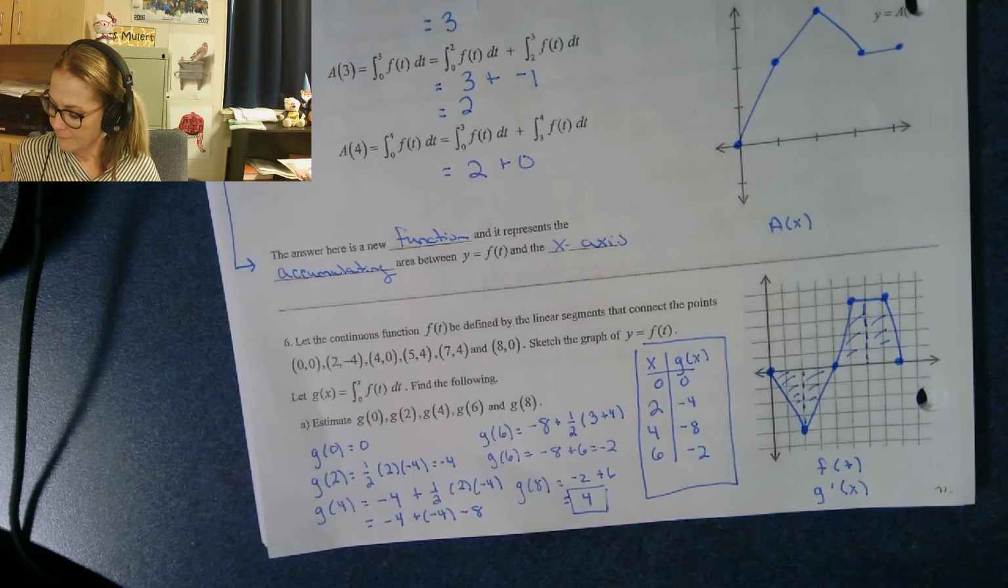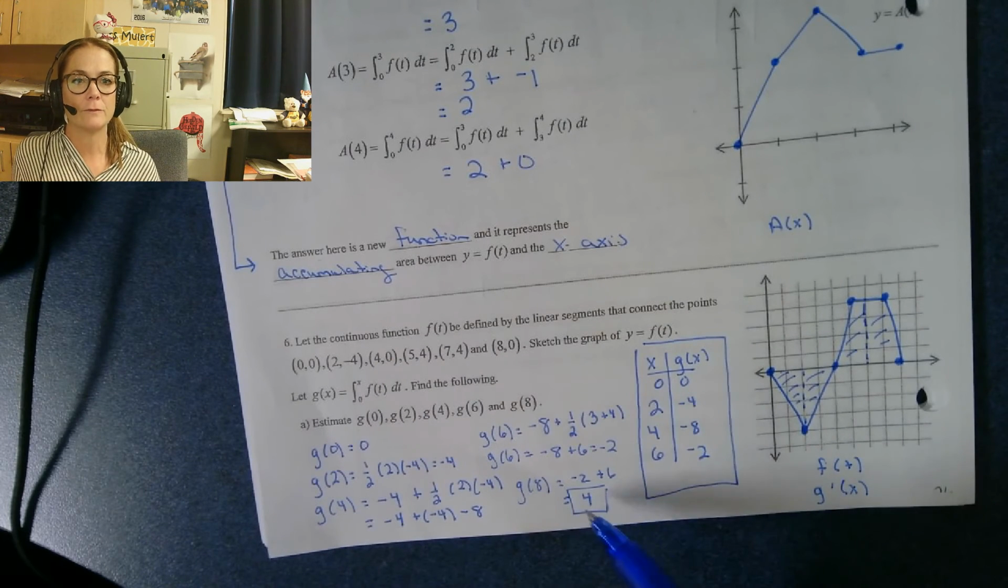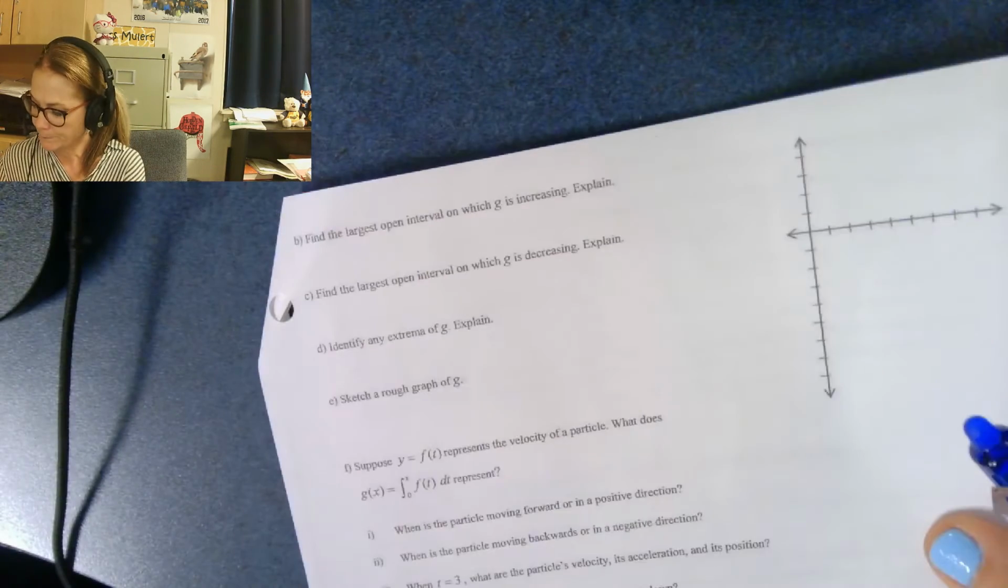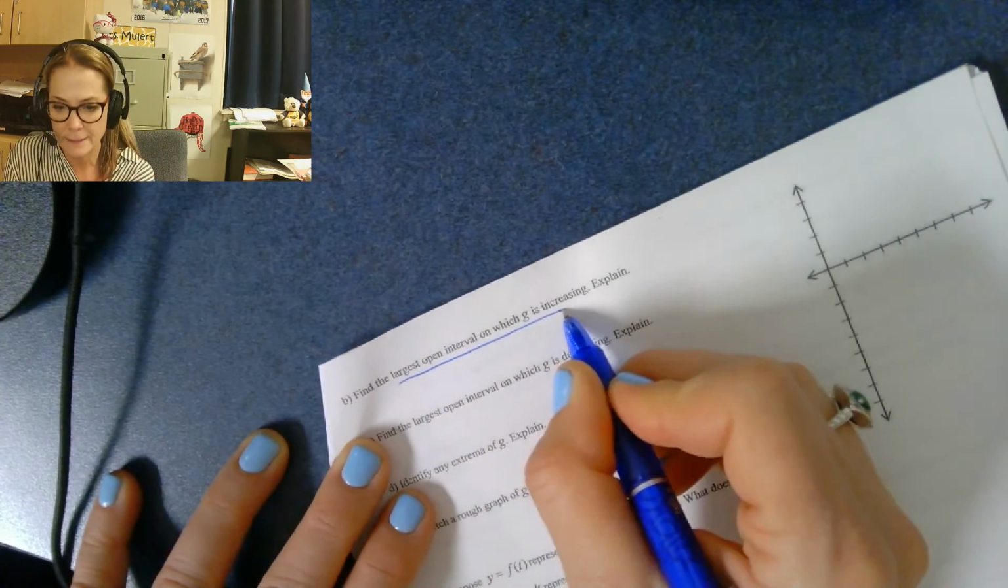All right. So basically, if they'd asked you to go all the way from 0 to 8, the net result is just modeled by the accumulation process. Okay, so lots of questions about this on the next page. Find the largest open interval on which G is increasing. Explain. Okay, so we're gonna look at this.